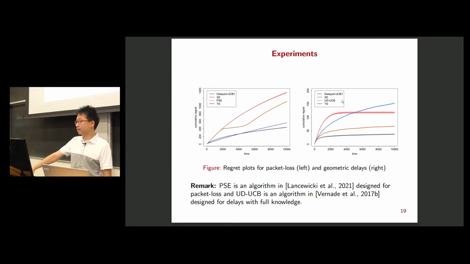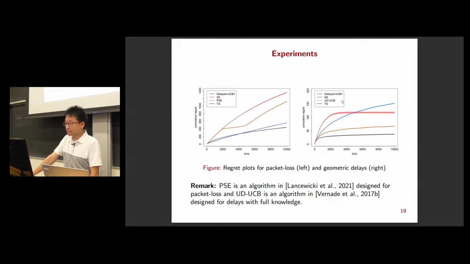These are the plots for packet loss on the left and geometric delays on the right. On the left, packet loss just means you don't observe your reward with a certain probability, so your delay is infinite with that probability. In the 2021 paper, they developed an algorithm called phase successive elimination, designed specifically for this packet loss case, and we also want to compare our algorithm with it.